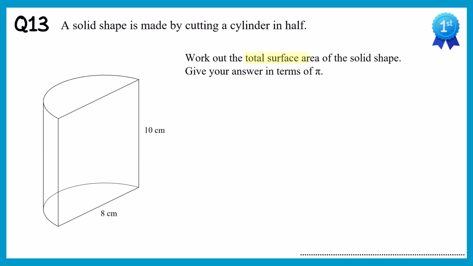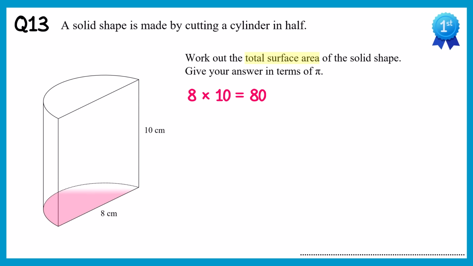In this question, we need to work out the total surface area of this shape. This means we need to work out the area of all of its faces. Let's start with this rectangular face here. To find the area of a rectangle, we just multiply the base and the height. So this one would be 8 multiplied by 10, which is 80.